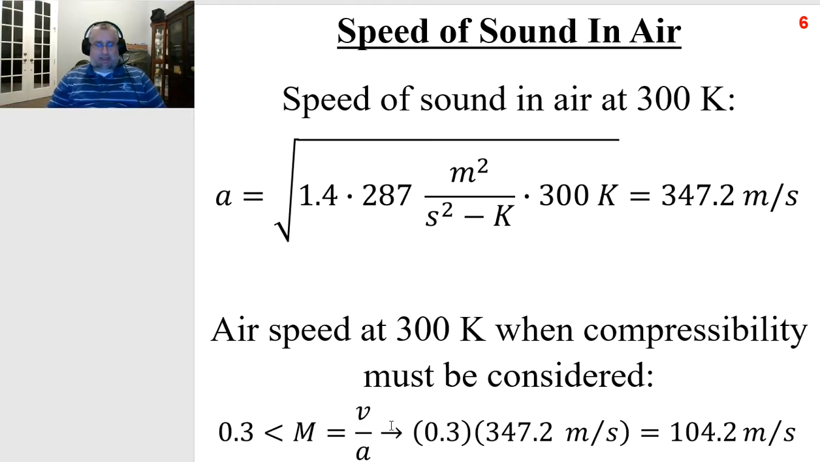And so I'm going to take my Mach number, which is the velocity over the speed of sound, recognize that the value of about 0.3 is the point where I have to start to be worried about compressibility effects. Then I'm going to multiply by the speed of sound in air at 300 Kelvin, which, as I calculated before, is 347.2 meters per second, and I get about 104.2 meters per second. So at about 300 Kelvin, 100 meters per second or higher is the speed threshold at which you have to start worrying about compressibility effects.